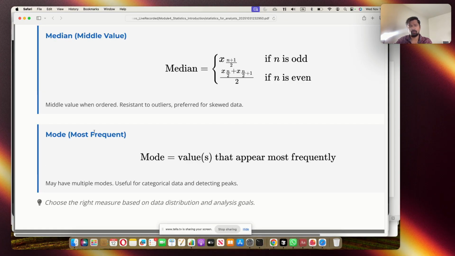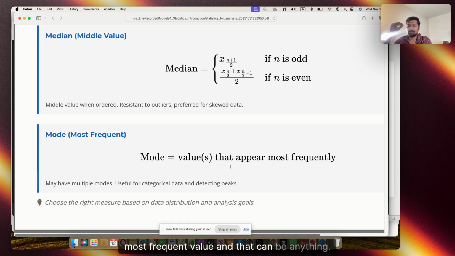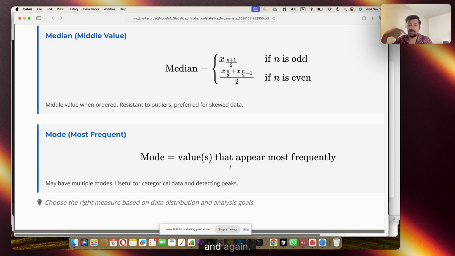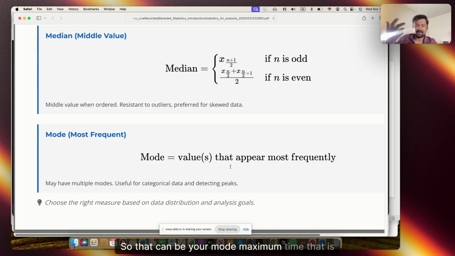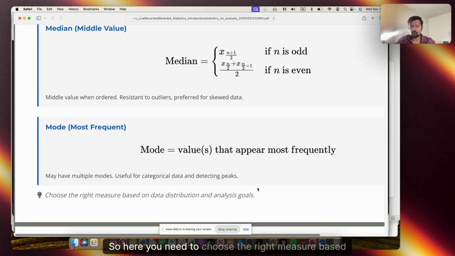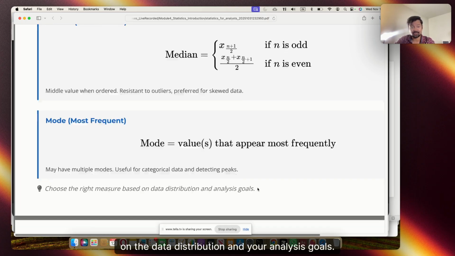Then you go for the mode. The mode is the most frequent value, and that can be anything. If you look at your 100 or 1000 instances and a particular value keeps coming up again and again, that can be your mode, the value that appears the maximum number of times. You may have multiple modes. It is useful for categorical data and for detecting the peak. So you need to choose the right measure based on the data distribution and your analysis goals.